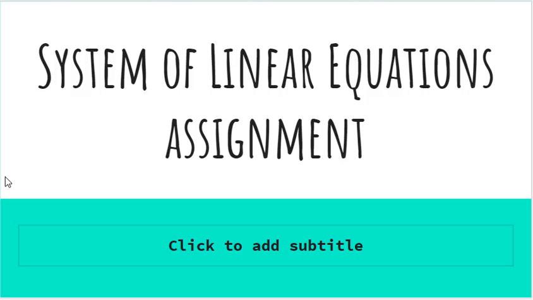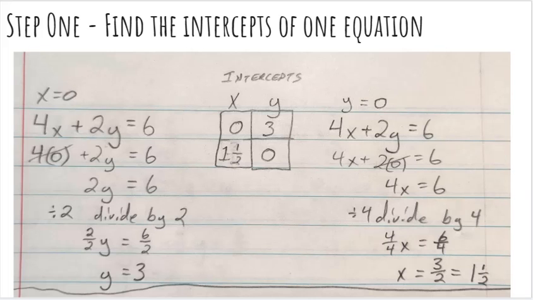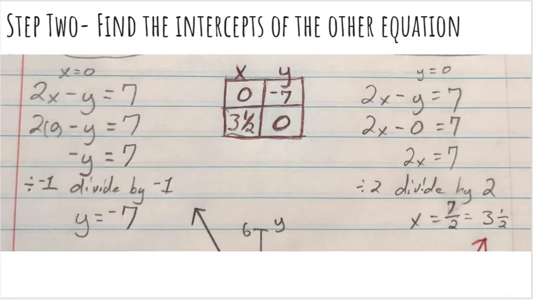Okay, moving on. Let's see this particular problem. So in this particular problem, we're given two equations, 4x plus 2y equals 6, and another equation which we're going to see here in a minute. But the first thing you were asked to do in your assignment, actually let me go ahead and show that. The first thing you were asked to do in your assignment was to find the x and y intercepts.